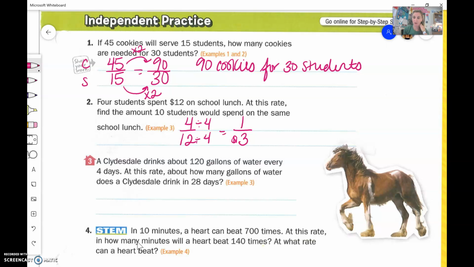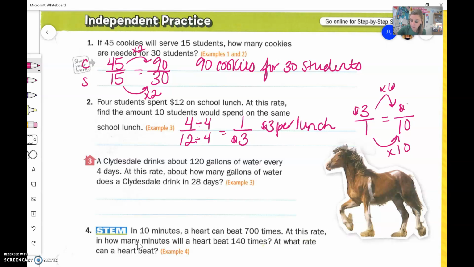We can also flip this around and make it 12 over 4, so it's a unit rate. But it is $3 per lunch. At that rate, if I have $3 for every one student, how much is it going to be for 10 students? I'm going to multiply by 10, which gives me $30. So it's going to be $30 for 10 students for their lunch.